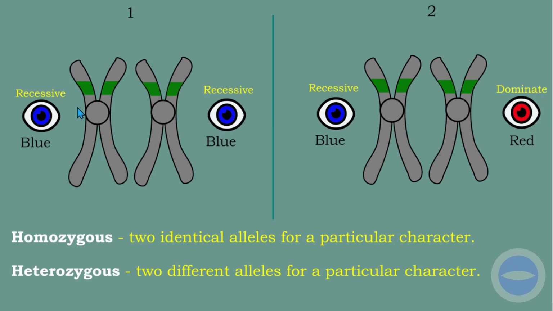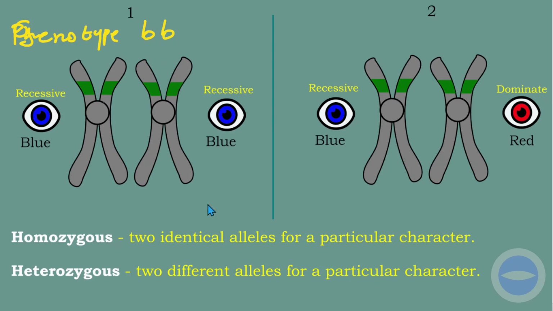So the genotype here will be a small letter b and a small letter b. Because they are both recessive, the small letters show that these are recessive. So we have b and b. Because they are identical, this situation here is homozygous.